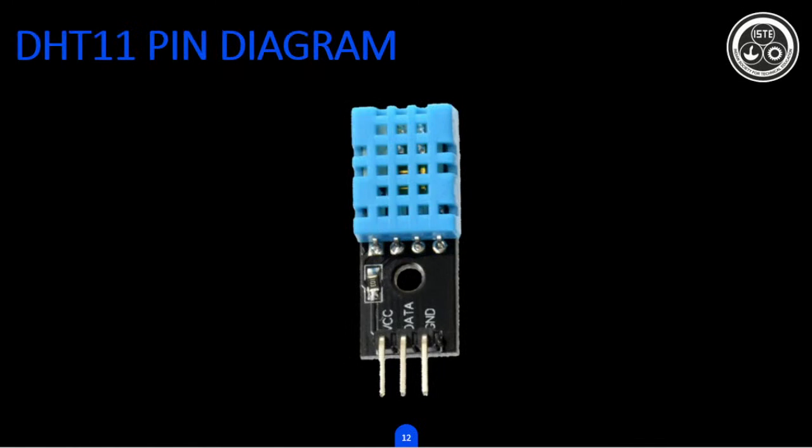Now we will move on to the pin diagram of the DHT11 sensor. As you can see, there are 3 pins. The first pin is VCC, where we will be supplying 3.3 volts. The center pin is the data pin, where we will be reading output, and we will be connecting this data pin to the D3 pin of the NodeMCU. And the last pin is the ground pin, a common pin which is connected to the ground of the NodeMCU.